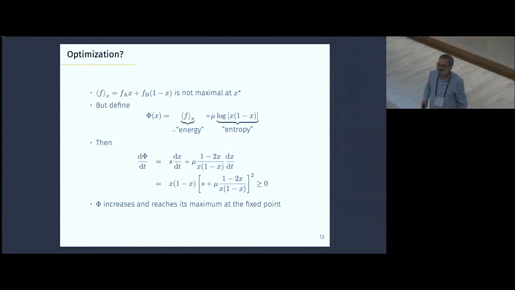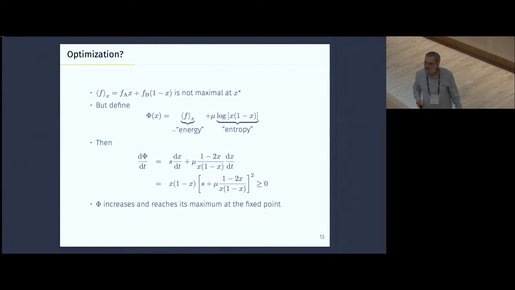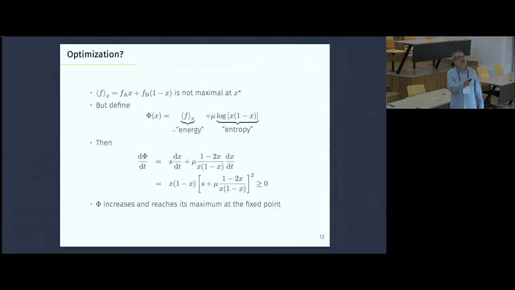Oh, it's minus energy. It's just the average value over the population of the fitness, which is equal to, well, it is equal to x. It's on the top, yeah, it's here. So this quantity is not maximal at x star, but this quantity phi is maximal at x star. And of course, it depends on the mutation rate.